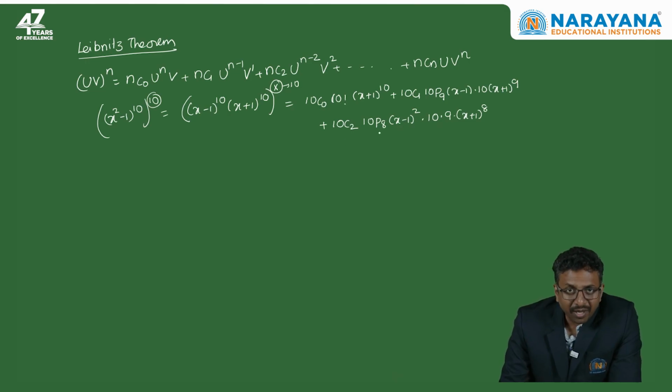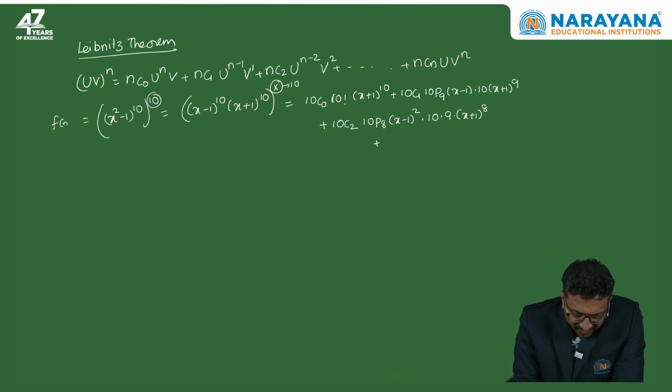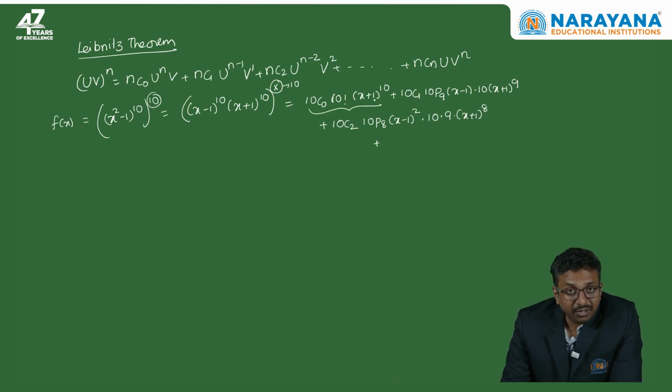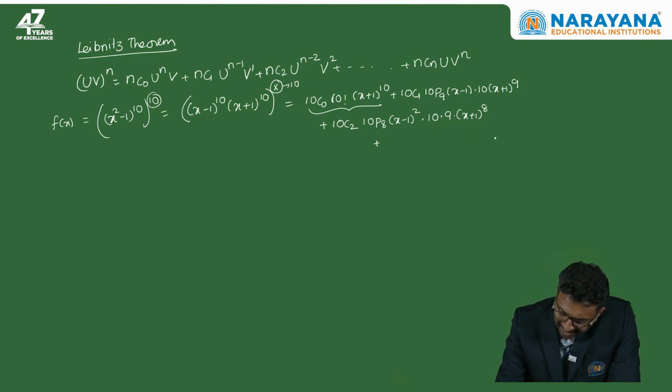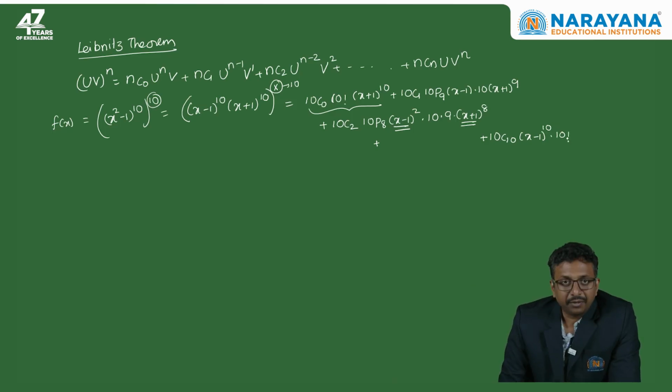So if you are trying to see what I am going to do now as I go forward, can you see that this is my f of x? When you put x equal to 1, all the terms except the first term are going to become 0. And when you put x equal to minus 1, all the terms except the last term are going to become 0. So what is the last term? In every term in the middle, you'll have at least one (x plus 1) and one (x minus 1). So the last one is plus 10C10 into the first function as it is this time, (x minus 1) whole power 10, into the 10th derivative of (x plus 1) power 10, which is 10 factorial.